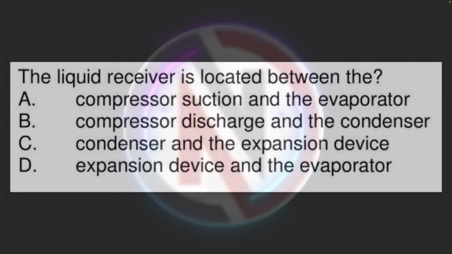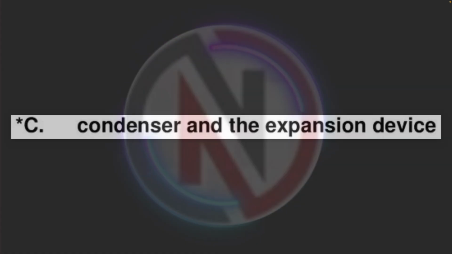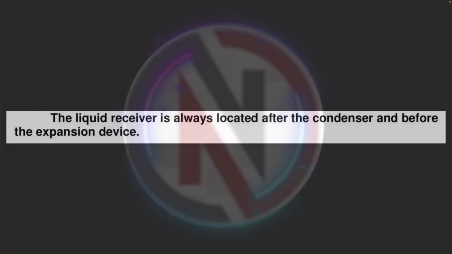The liquid receiver is located between the A. Compressor suction and the evaporator. B. Compressor discharge and the condenser. C. Condenser and the expansion device. D. Expansion device and the evaporator. C. Condenser and the expansion device. The liquid receiver is always located after the condenser and before the expansion device.